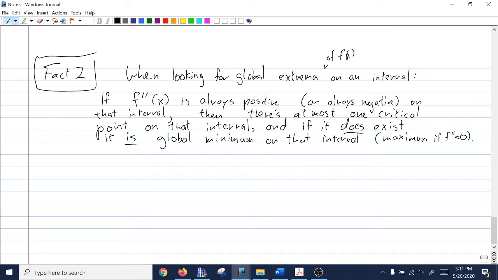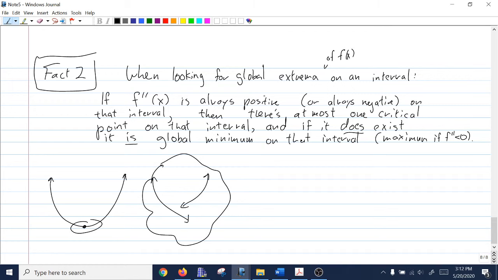What's going on here? If your second derivative is always positive, then you're concave up. There's three ways you can be concave up. You can be concave up with the full smile, where you have a minimum, and there's only one critical point, and that critical point is the minimum. You can't possibly turn around and have another critical point without switching concavity, is the point. Or maybe you're like this, and you don't have a critical point. Or maybe you're like this, and you don't have a critical point.